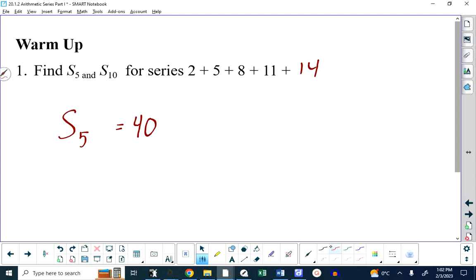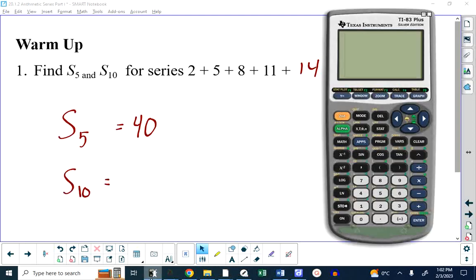If you wanted to find S10, I'm not going to waste our time and write all this down. You would have to take, let's see, 2 plus 5 plus 7 plus 9 plus 11 plus 14. This is the sum of the first 5.